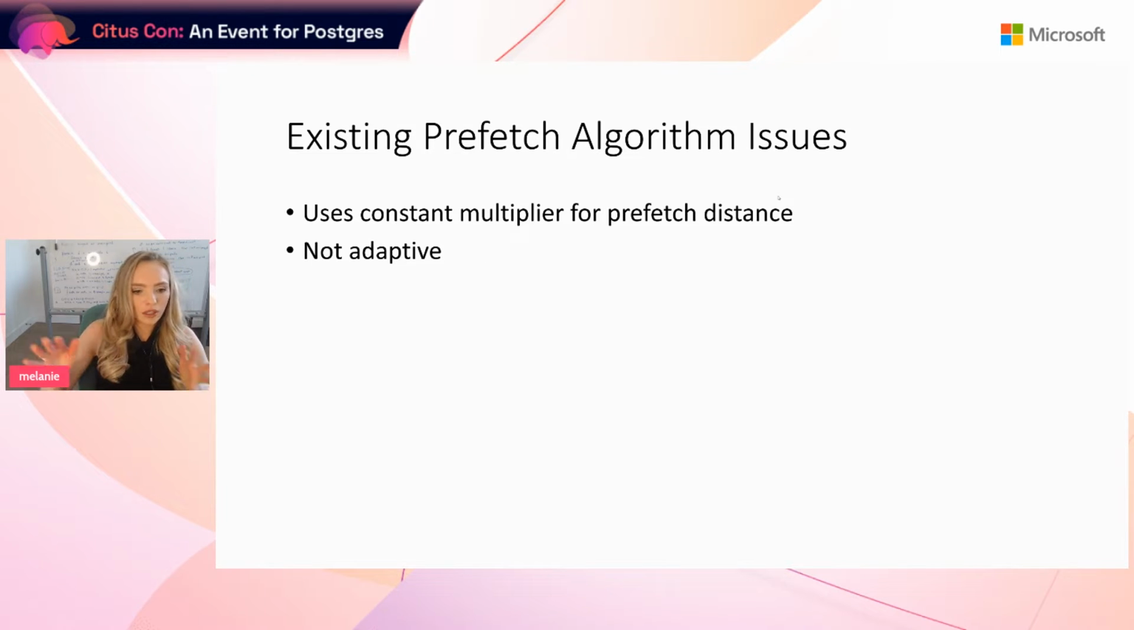So in that branch, of course, there is prefetching, but there are some limitations or issues with the current algorithm. It just uses a constant multiplier: fetch this many blocks, okay, fetch double that, fetch double that. It's a coarse heuristic. Also, it's not adaptive to different workloads or storage types.